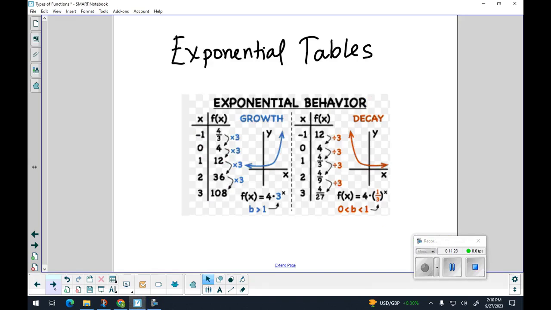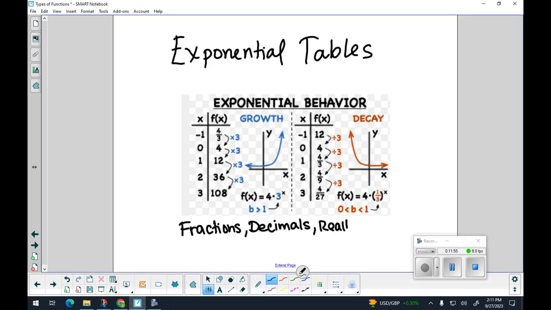All right, exponential tables. Remember we have growth and we have decay. If we're looking for a growth in a table, we should be changing really, really fast by using multiplication. Notice how we're multiplying by 3. It is usually the B when the B is greater than 1. And then the decay is when we are dividing, or you see some type of fractions or decimals, because the B is usually a fraction in the original equation.